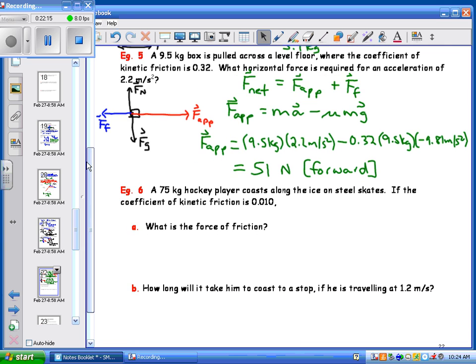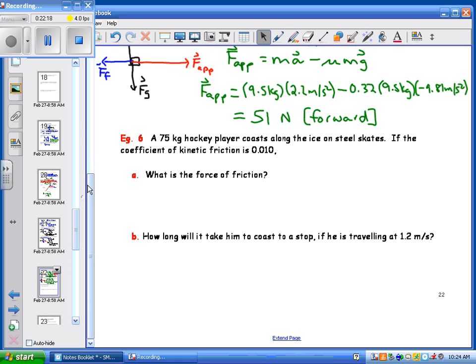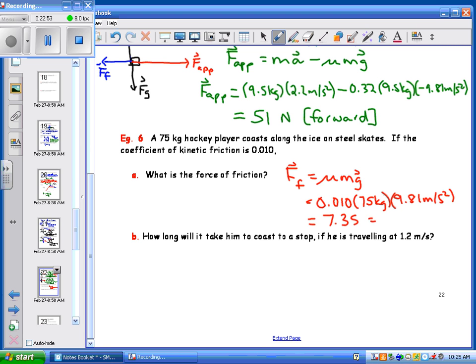Okay, in example 6. A 75 kilogram hockey player coasts along the ice on steel skates. If the coefficient of kinetic friction is 0.010, what is the force of friction? So that's just finding force of friction. Ff equals mu mg. So 0.010 times 75 kilograms times 9.81 meters per second squared. And if we're just finding the force, we're not dealing with directional justification yet. We'll just put down what force we got, which is 7.35 or 7.4 newtons, and that's going to be backwards.